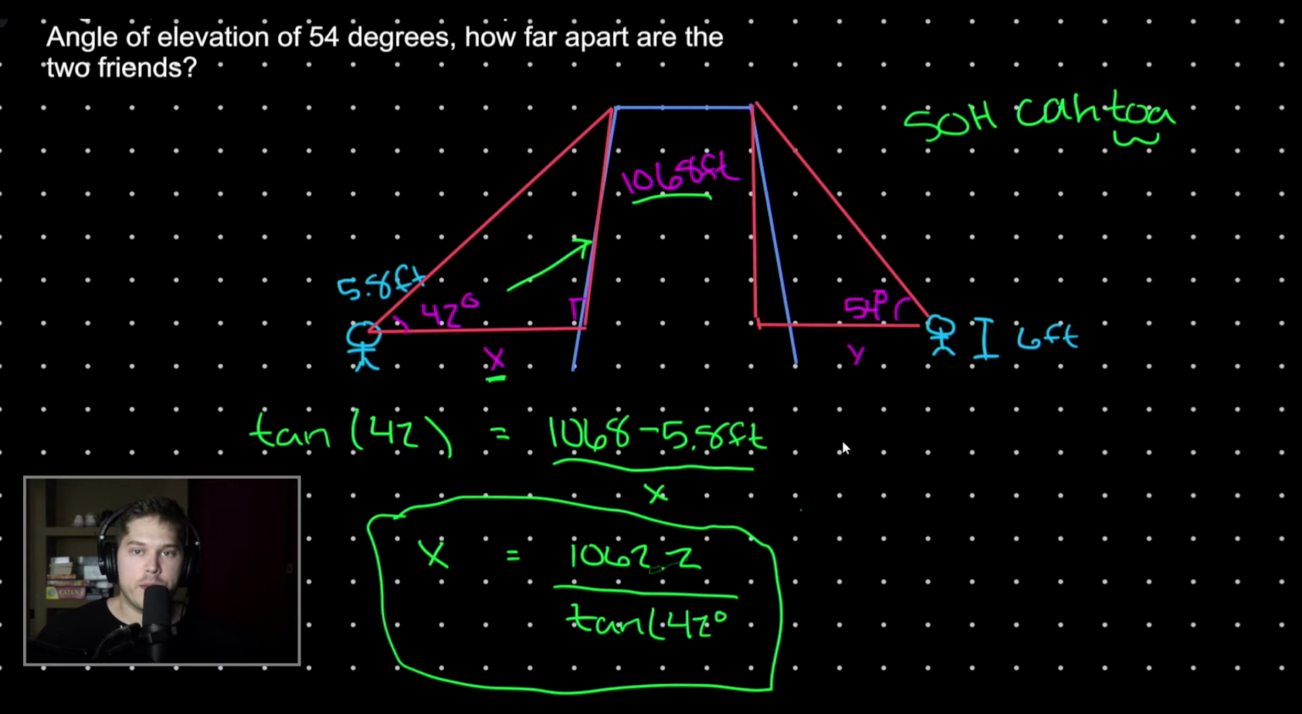It's going to be the exact same process, just a little bit different numbers. So let's check it out. So Sean's distance, it's also going to be tangent. It's going to be tangent of 54 degrees, and it's going to equal the height of the Eiffel Tower minus his height of 6 feet to give us 1062. And then it will be divided by the distance away he is, which is some unknown y.